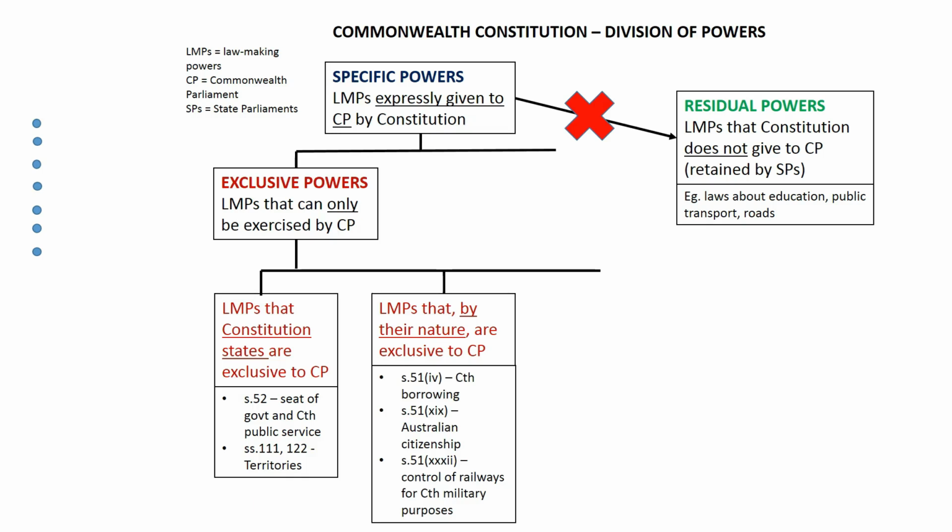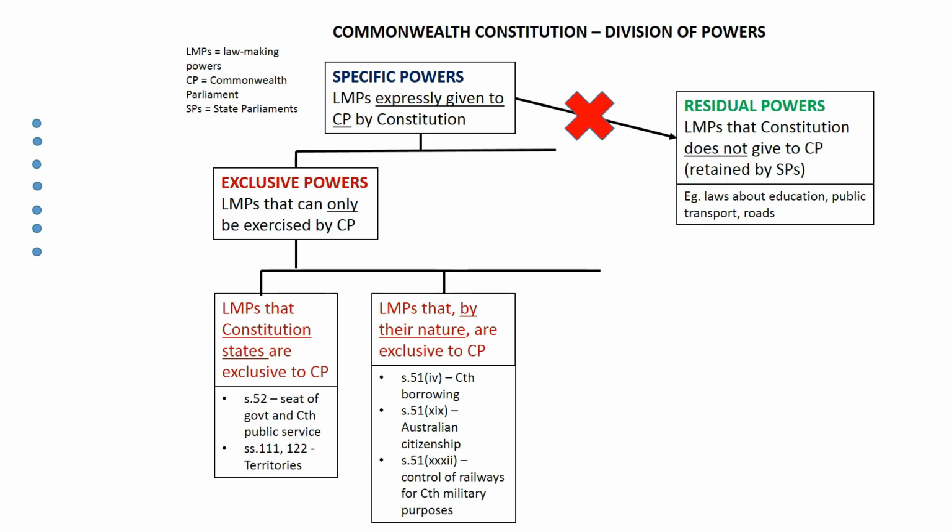Turn to section 51, subsection 4, that's IV in Roman numerals, and you can see that this confers on the Commonwealth Parliament the power to make laws about, and reading from subsection 4, borrowing money on the public credit of the Commonwealth. In other words, this is a power to make laws about the borrowing of money by the Commonwealth. Clearly the states wouldn't be making any laws about the Commonwealth borrowing money. So by its very nature, the power to make laws about the Commonwealth borrowing money must be a law-making power that is exclusive to the Commonwealth Parliament.